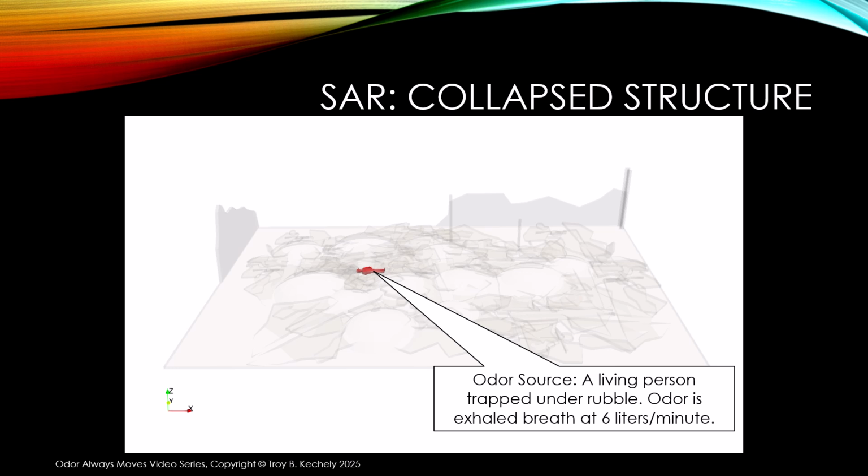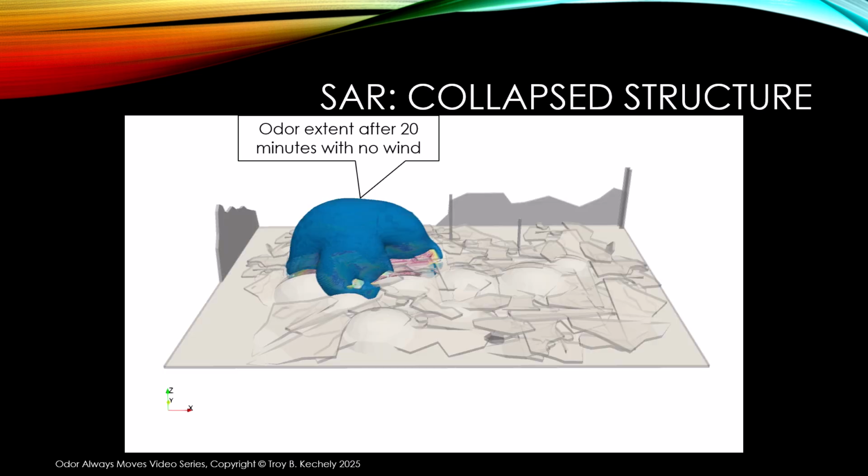Okay. Now, what does that look like with no wind? Okay, so this is after 20 minutes. And it slowly worked its way out. That's the extent of the odor. Now, remember from the last lesson, the color ranges. These are always going to be 2 orders of magnitude concentration levels. So you can see some red within the rubble itself because it's made transparent so you can see. But that red is 100 times more concentrated than the blue limits that you're seeing. Okay, so that's after 20 minutes with no wind.